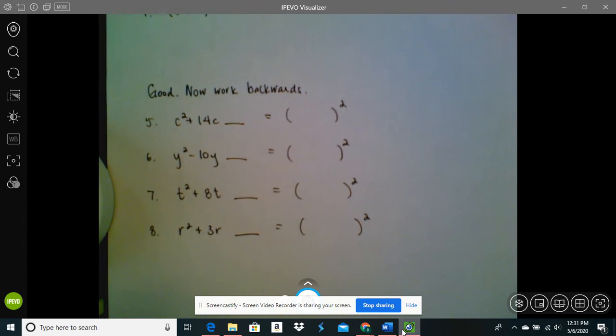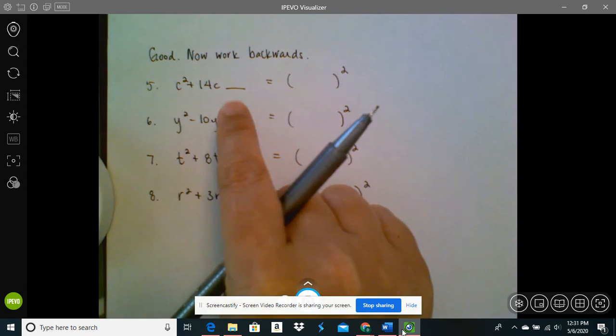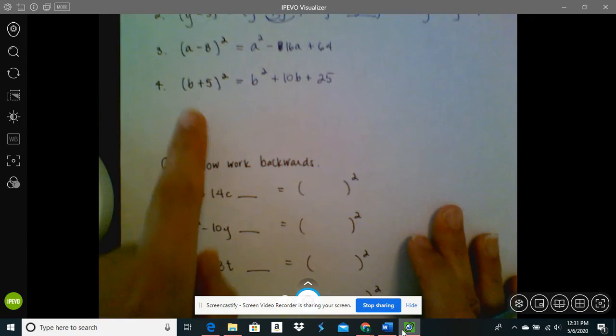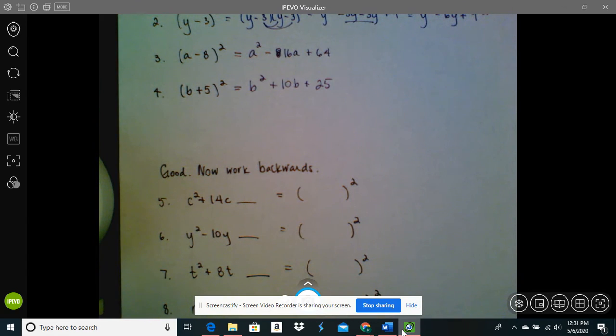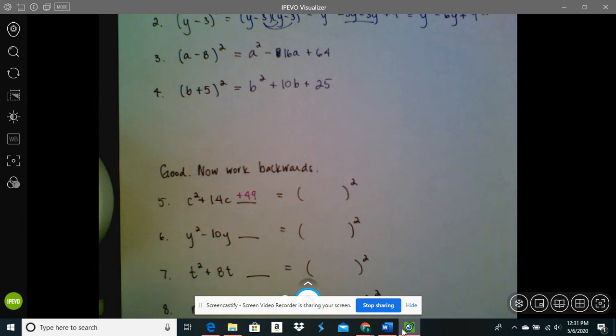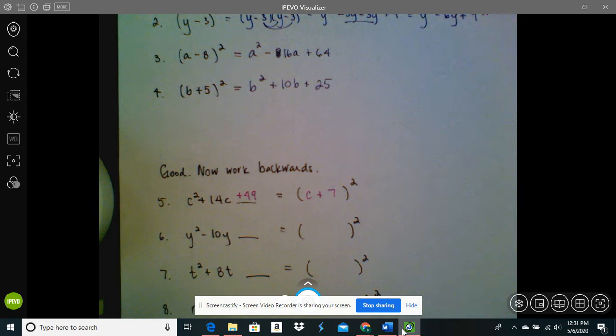Now let's work backwards. I would ask you to fill in these blanks and go from the expanded form to the condensed form, because here, this was the condensed form, we simplified it. Now I just want you to do the reverse of that. So c squared plus 14c plus what? You would say 49, and it would be plus 49. The reason that works is because we're taking 7 squared to make 49. How did I know it was 7? What's half of 14? 7.